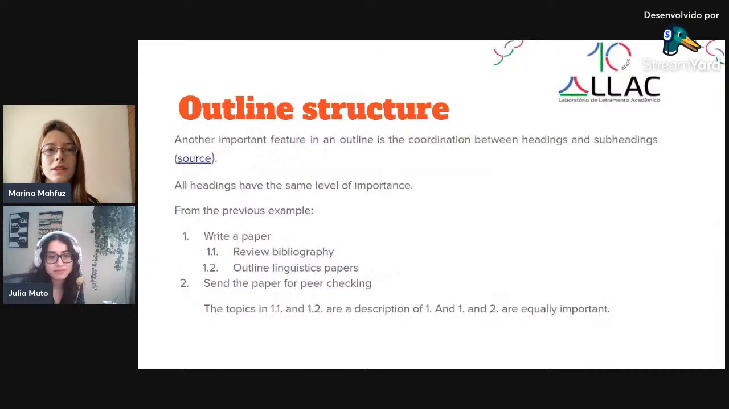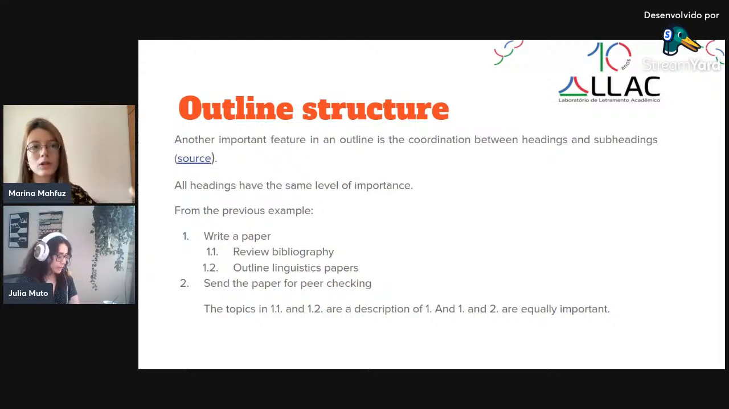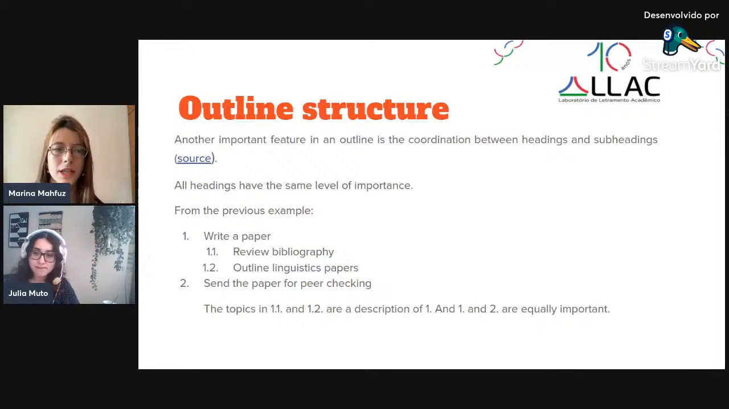Yeah. Another feature of the outline is coordination between headings and subheadings. So all headings have the same level of importance. This is coordination, basically. So we have, again, the same example from before. Write a paper and send the paper for peer checking. So in order to hand in an assignment, these two steps are equally important.